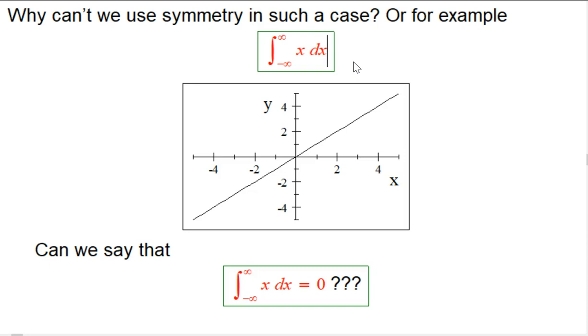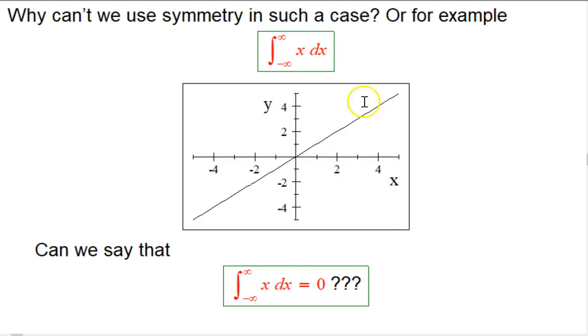We're going to go back to an improper integral of type 1, where the issue is that the interval is unbounded. I'm just going to look at a very simple function, y equals x, or f of x equals x. We know what the graph of that looks like. It's just a straight line. And we'd like to know, does this integral make sense? Can we say that it's just equal to 0?